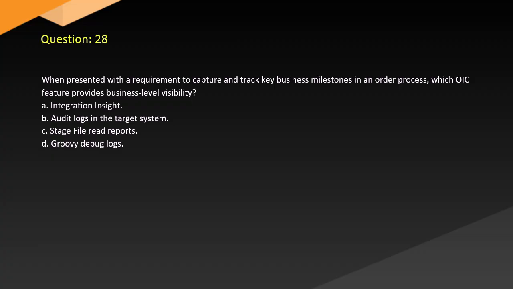Question 20. When presented with a requirement to capture and track key business milestones in an order process, which OAK feature provides business-level visibility? A. Integration Insight. B. Audit logs in the target system. C. Stage file read reports. D. Groovy debug logs.